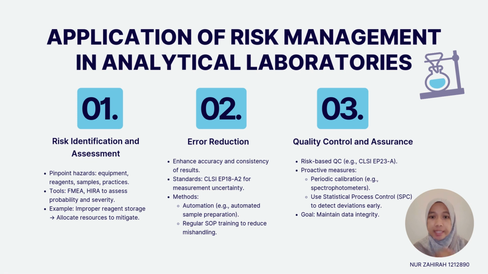Guidelines such as CLSI EP18-A2 provide detailed guidance on mitigating risks related to measurement uncertainty. For instance, implementing automated system to handle sample preparation, minimize human error, and ensure reproducibility, reducing variability and test outcomes. Furthermore, regular staff training ensure that personnel are well-versed in standard operating procedure. Third, quality control and assurance are other areas in which risk management play a vital role.